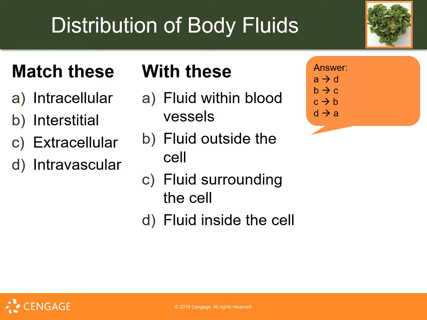So A goes with D. Intracellular fluid or water is fluid inside our cells. B, interstitial fluid is fluid surrounding the cells. C goes with B. Extracellular fluid is the fluid outside our cells. And then D, intravascular, goes with A, which is fluid within blood vessels.